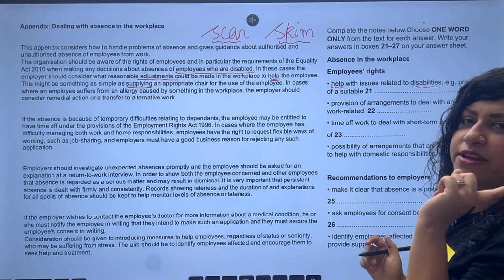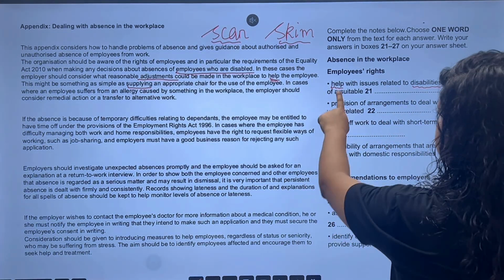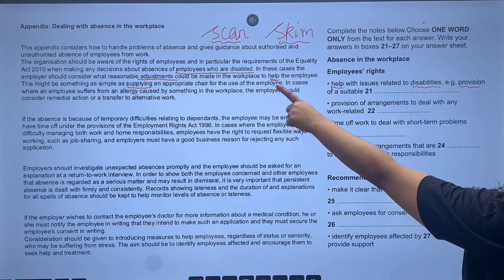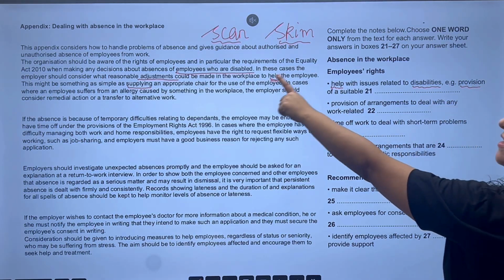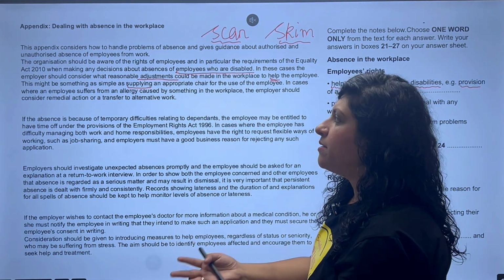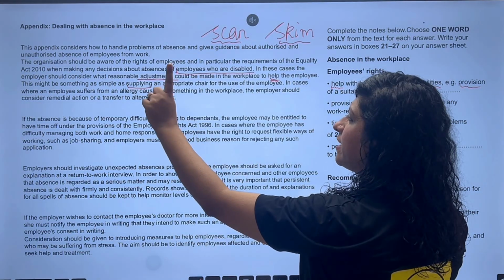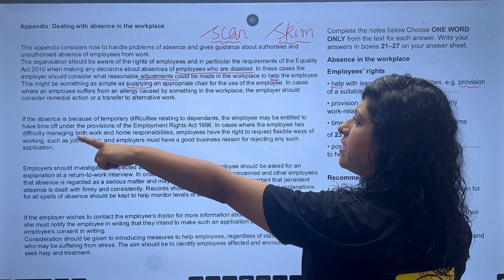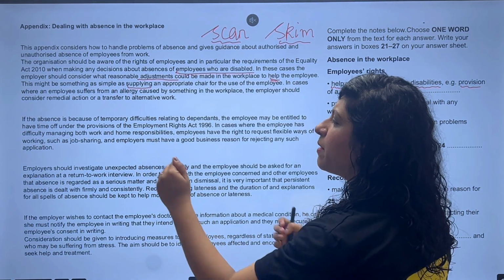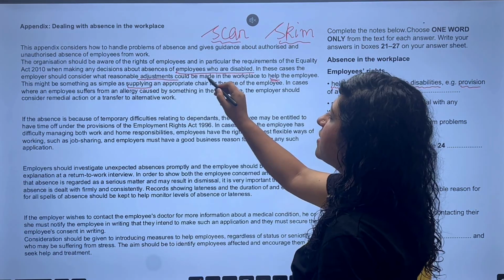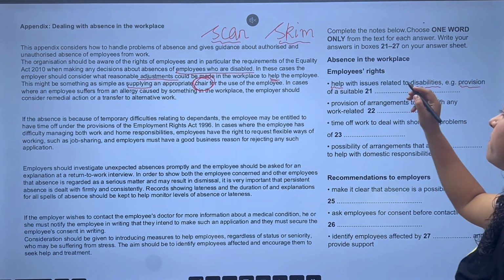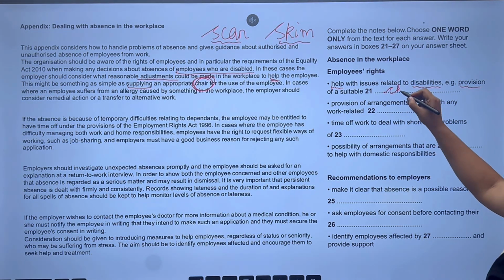So, I definitely have my keywords. I can see help, I can see disability, disabled, I can see provision, adjustment, supplying something, making something available. And what is the one thing that has been given as an example? Those who have disability-related issues can be helped by providing something, that is, supplying an appropriate chair. So my answer here would be chair.